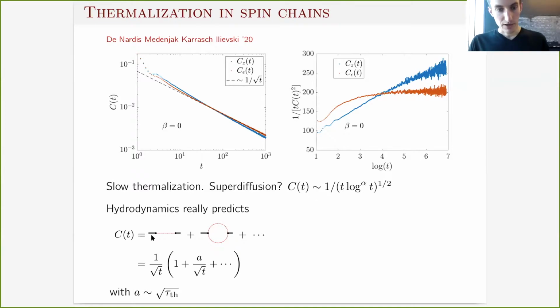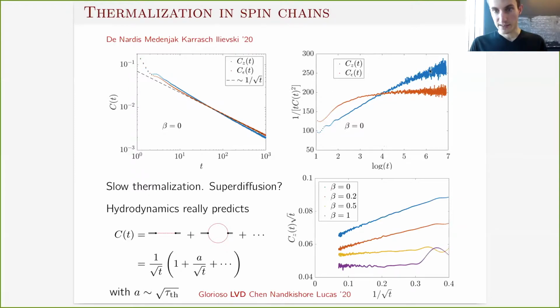And so, in fact, if you plot this quantity, just square root of t times c, for exactly the same data, the blue curve here is the same data as this thing. Here I'm plotting it versus 1 over square root of t, so the very late time is over here. You see that it asymptotes to some finite value, as expected by diffusion, and the leading correction seems to be linear in 1 over square root of t. And in fact, the slope is roughly of this order of magnitude. So it seems that this slow thermalization is really just a manifestation of nonlinearities of fluctuating hydrodynamics.